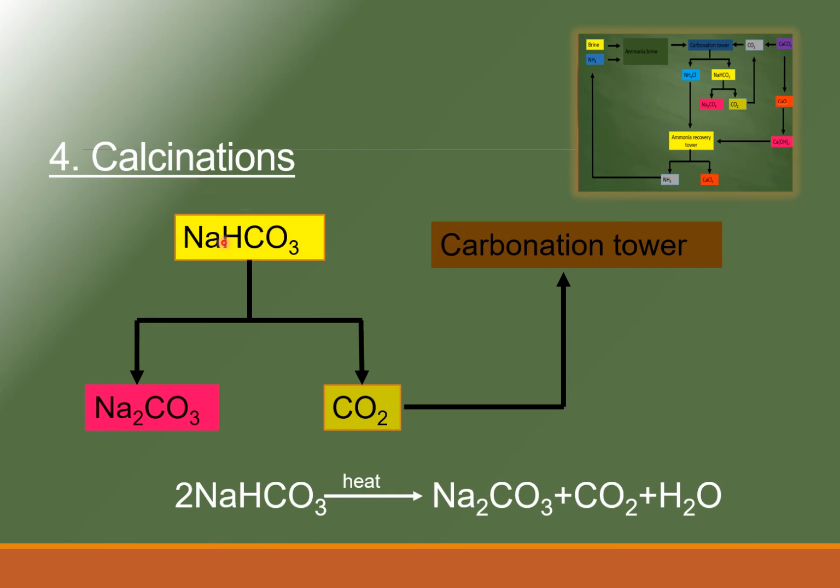In calcination, sodium bicarbonate, or we can say sodium hydrogen carbonate, is heated at high temperature and forms sodium carbonate, carbon dioxide, and water. This carbon dioxide is recycled in the carbonating tower.